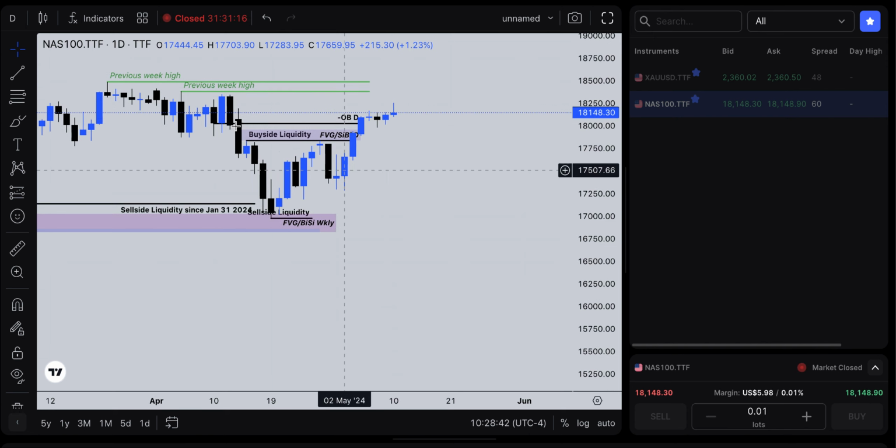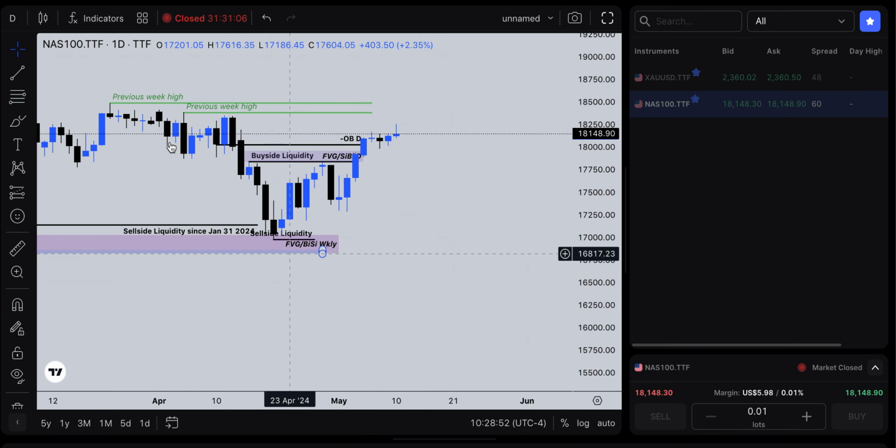You can see here we have a bearish order block right here on the daily time frame in that range. And we also have previous week high liquidity, and a previous week high liquidity before this previous week candle.